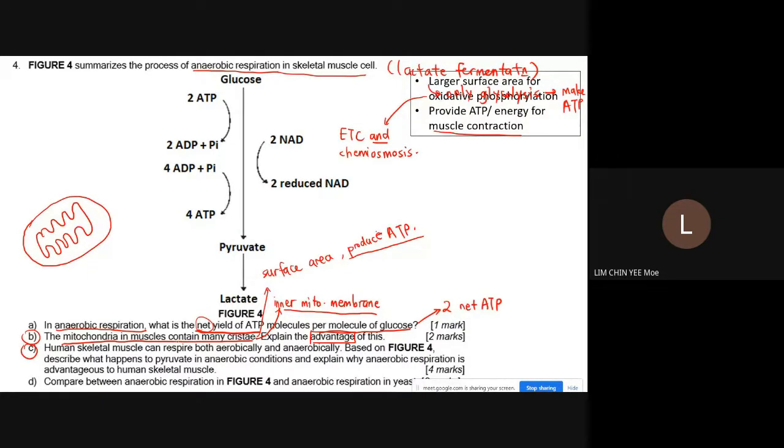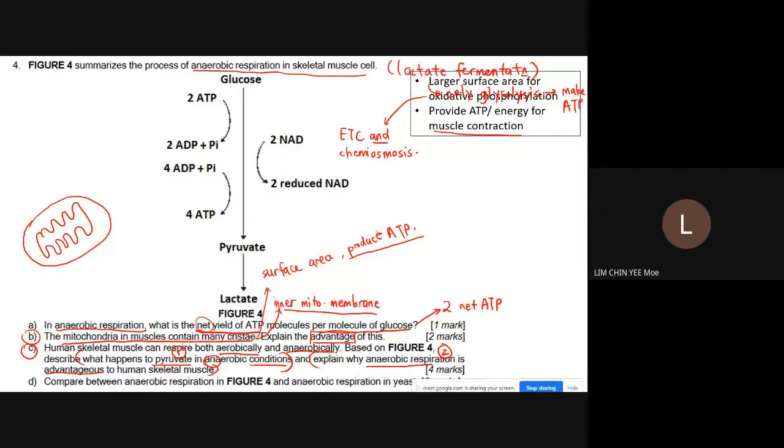Human skeletal muscle can respire both aerobically and anaerobically. Based on figure 4, describe what happens to pyruvate in anaerobic conditions. Okay, ini first part. Bagi tahu dulu pyruvate apa berlaku. And then baru you jawab bahagian kedua. Explain why anaerobic respiration is advantageous to human skeletal muscle. Inilah cara yang dia tanya, cara you jawab pun kena ikut susunan. Jawab dulu what happened to the pyruvate in anaerobic conditions. Lepas tu baru you explain why is this advantageous.